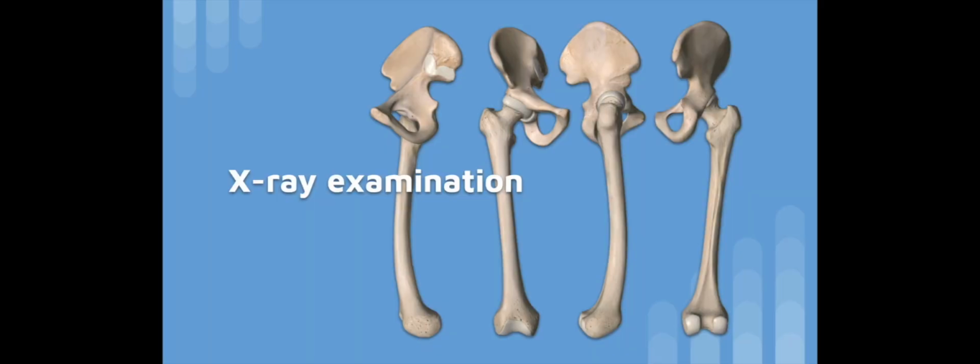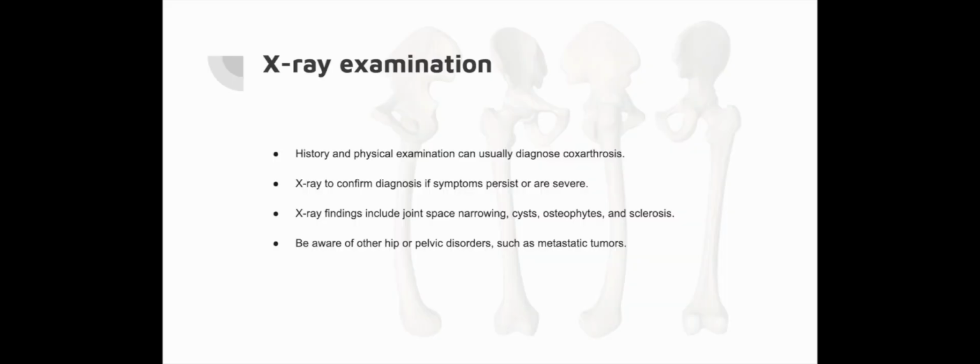The next chapter is on X-ray examination. History and physical examination usually provide sufficient clues to make the probable diagnosis of coxarthrosis. However, especially when the complaints persist for more than a few months or are progressive or severe, it is recommended to confirm the diagnosis with X-ray examination. In the case of coxarthrosis, the hip joints are assessed for joint space narrowing. Furthermore, cysts and sclerosing in the femoral head or acetabulum are regularly visible, as well as osteophytes along the joint edges. One must always be aware of other types of disorders in the hip or pelvic region.